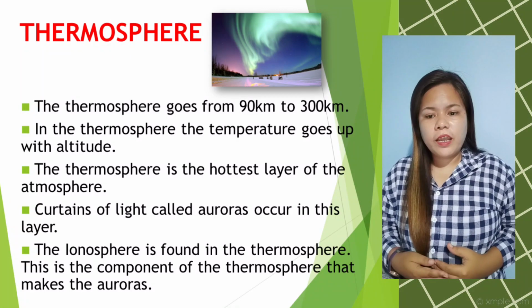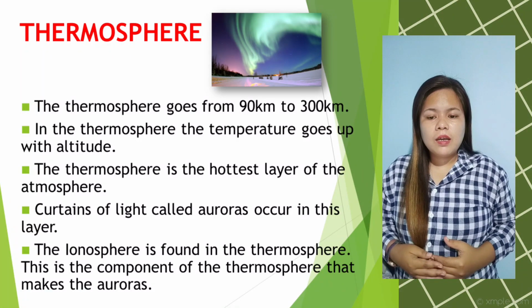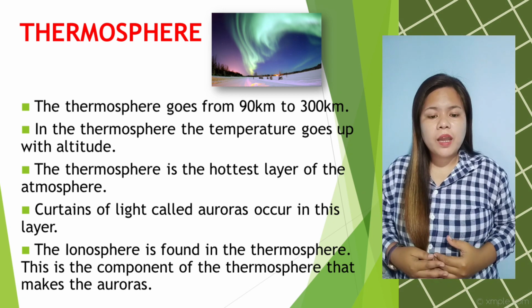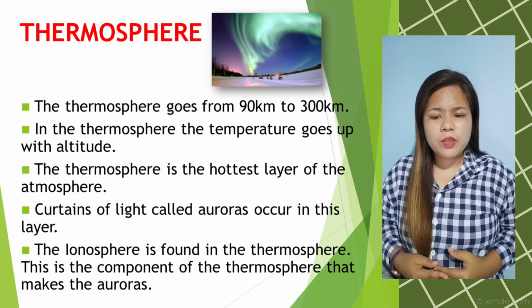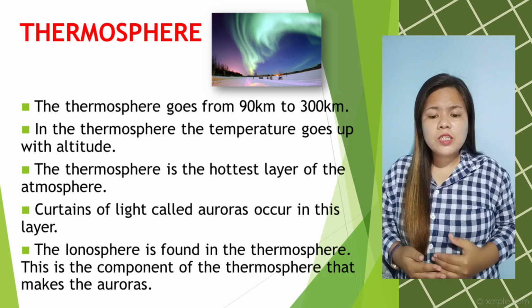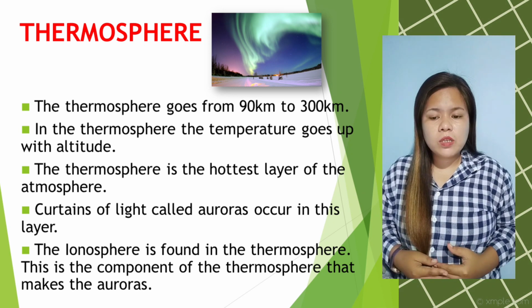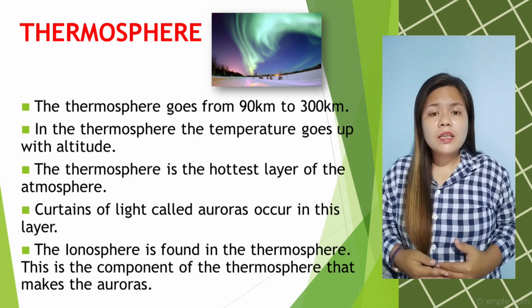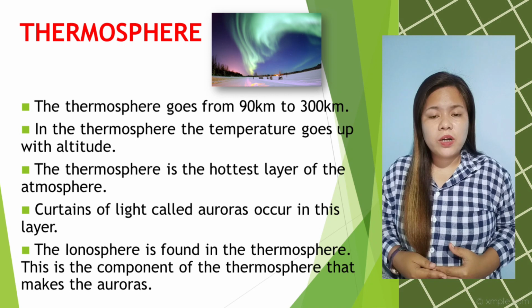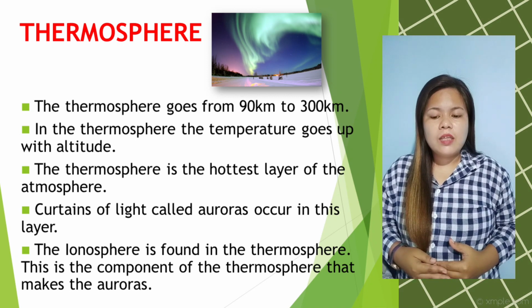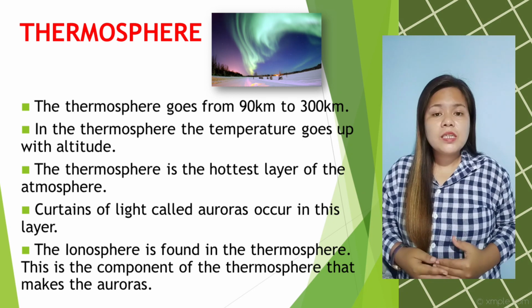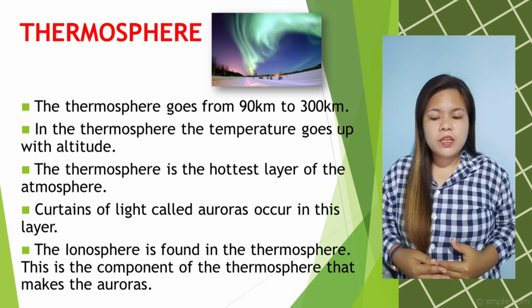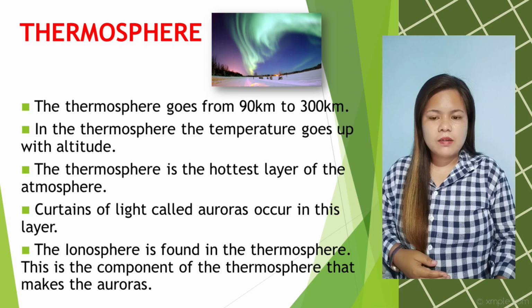And now the fourth layer is the thermosphere. This layer goes from 90 km to 300 km. And in this thermosphere, the temperature goes up with altitude. It is the hottest layer of the atmosphere. Curtains of light called auroras occur in this layer. And the ionosphere is found in the thermosphere also. This is the component of the thermosphere that makes the auroras.